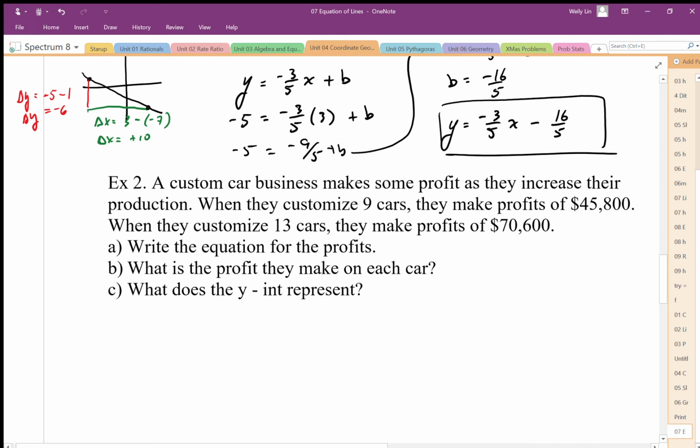They customize cars and they make profit. So what's being connected are the number of cars that are customized, that's the independent, and the dependent variable is the amount of profit. So I want to work out my change in y. My change in profit is going to be 70,600 minus 45,800. So what's that going to be?